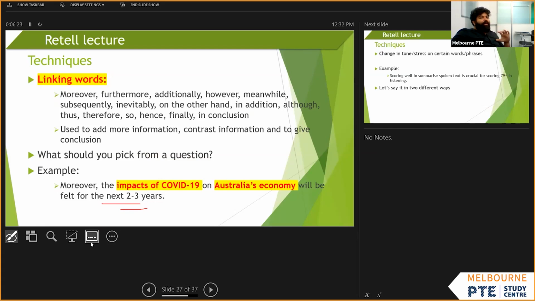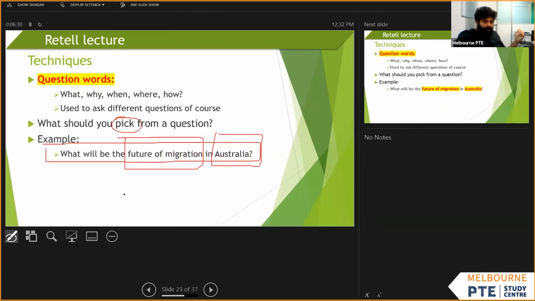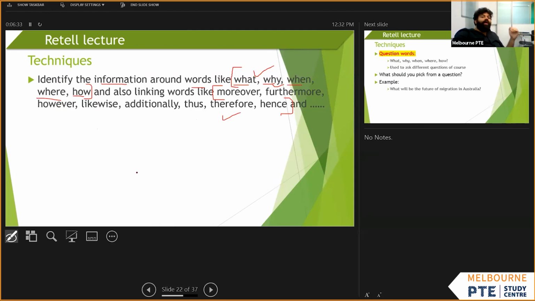Okay, so the technique here is basically that whenever you come across words like, let me go back. Yeah, whenever you come across any of these words like what, why, when, where, how, or any of these linking words, you pay more attention to the sentence. Okay, and you don't have to capture the whole sentence, but the main word, the main phrase that was containing basically the main piece of information. Yeah, you capture that one. Okay, is it making sense what I'm trying to say? All right.